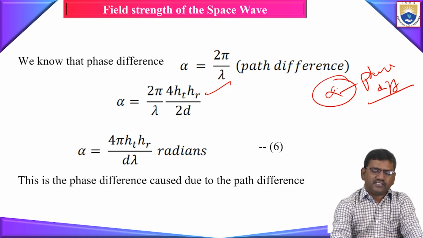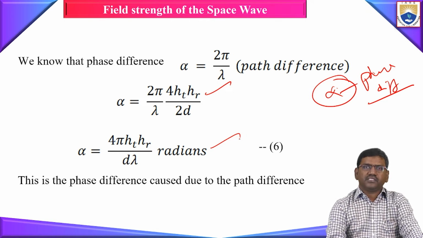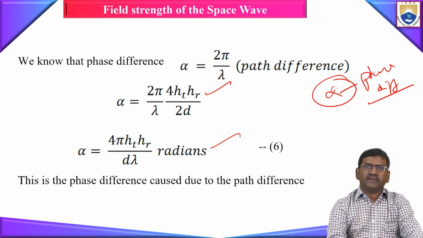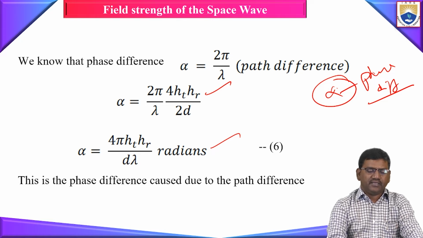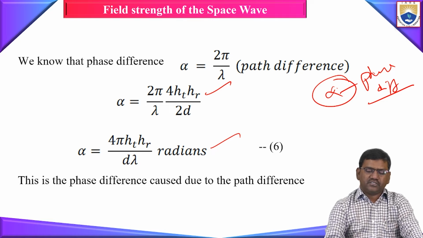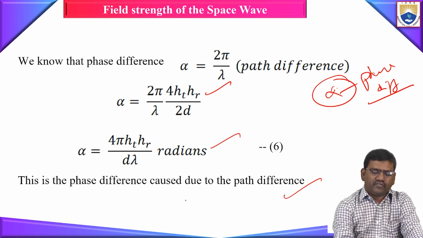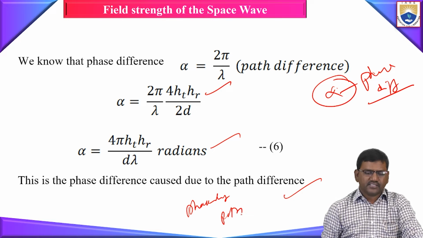If we simplify this expression, we will get alpha is equal to 4 pi HT HR by D lambda. So this is the phase difference caused due to the path difference. So we have found out the phase difference due to the path difference.